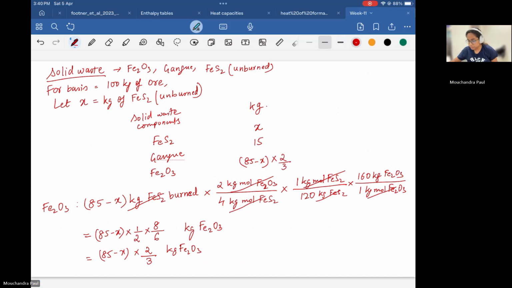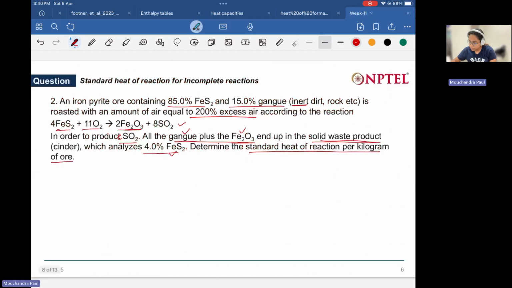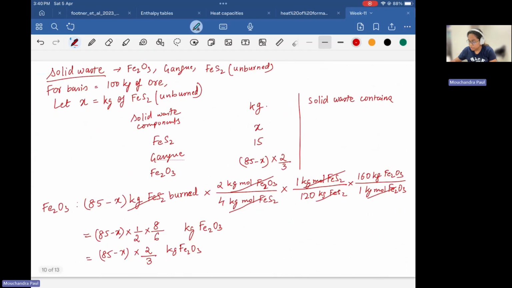Okay. Now we are told that the solid waste contains 4% FeS2.